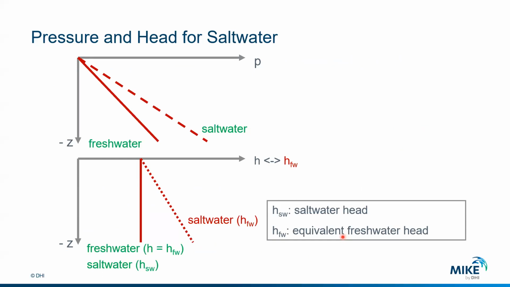Other things to consider: FEFLOW works with a so-called freshwater equivalent. All the equations are calculated as freshwater. This means if you set your boundary conditions, in the example of a coastal aquifer, when you would like to introduce the location of the sea border, the saltwater head of the sea, you need to use special boundary conditions to ask FEFLOW to automatically convert from saltwater to freshwater equivalents. Otherwise, you could also do it yourself.